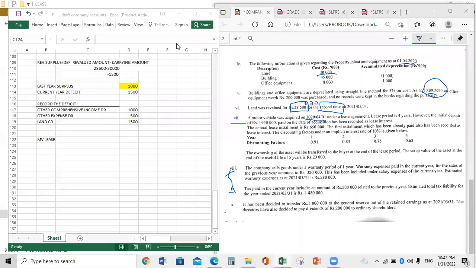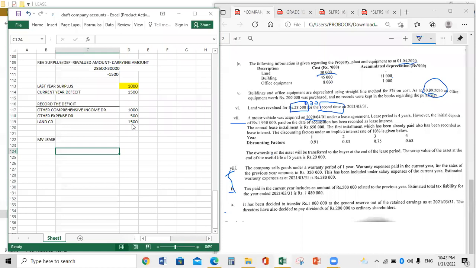Depreciation is full year. Okay, depreciation you have to provide for the full year. Starting date, and someone else also said no depreciation. Starting date means you are using the asset for the full year. So depreciation also full year. Okay, so the motor vehicle was acquired on the starting date. Lease period is 4 years.